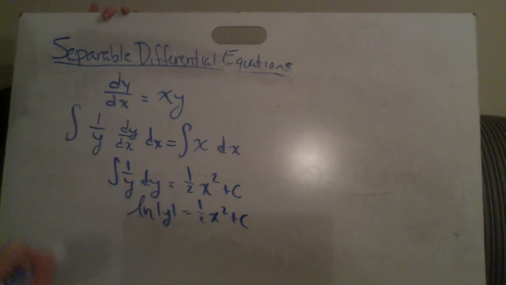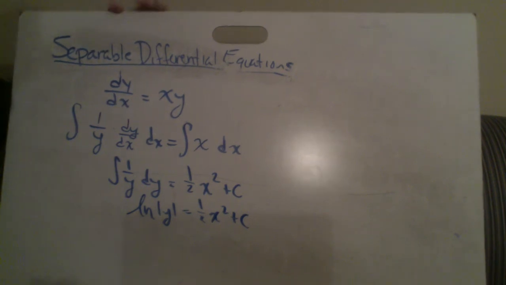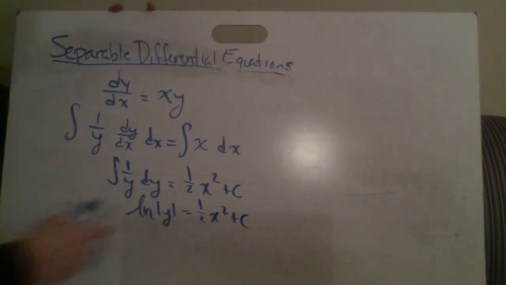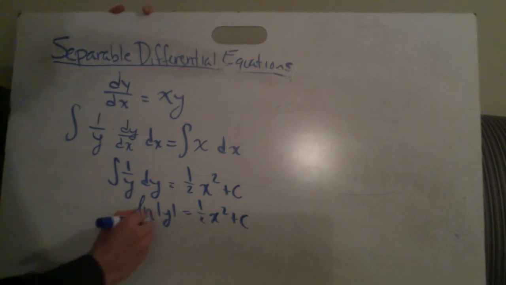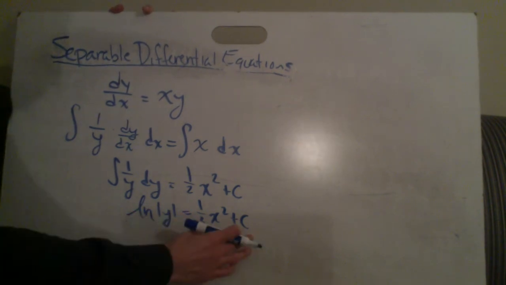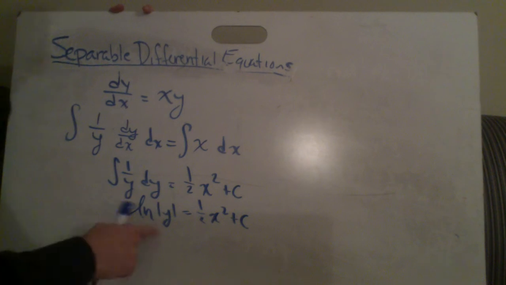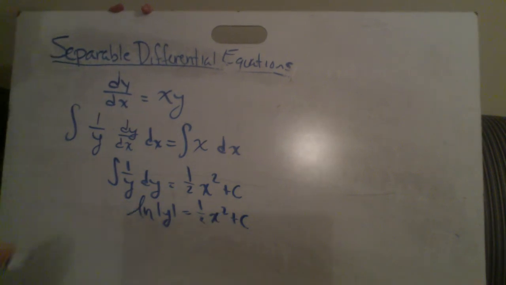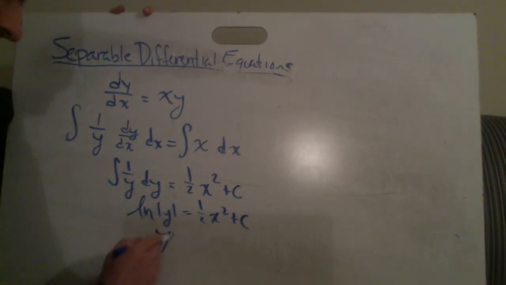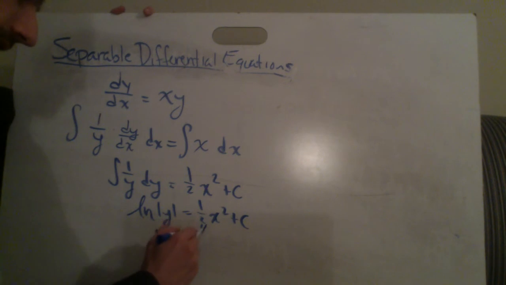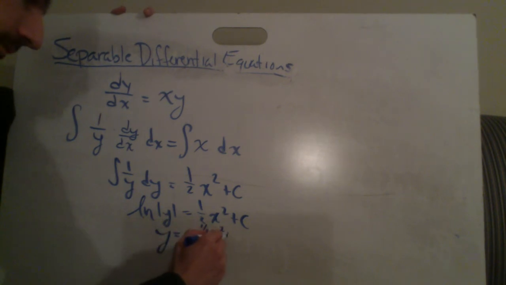We want to solve for y, though, so how do I solve this for y? Well, we remember that to get rid of natural log, this is really log base e equals this. So to rewrite it, it means e to this power equals y. So that means y has to be e to the power of 1/2 x squared plus c.